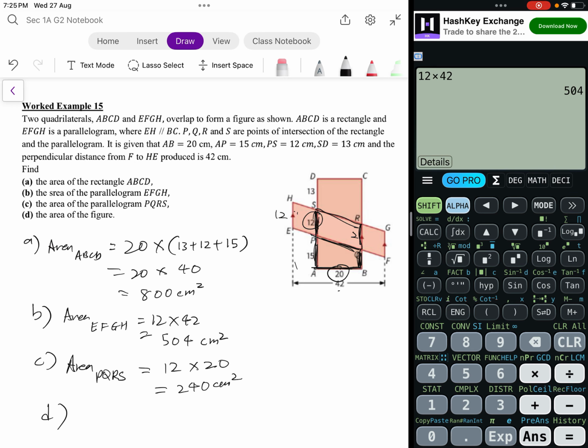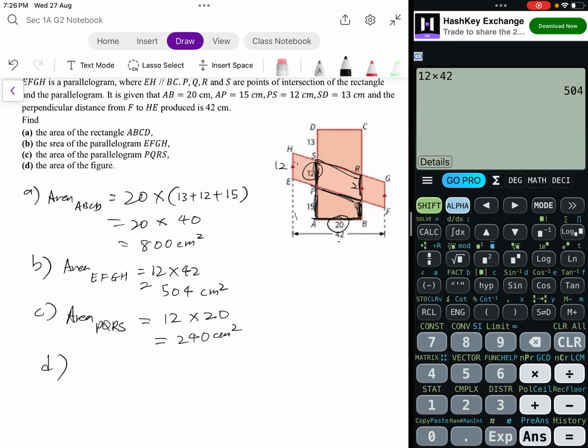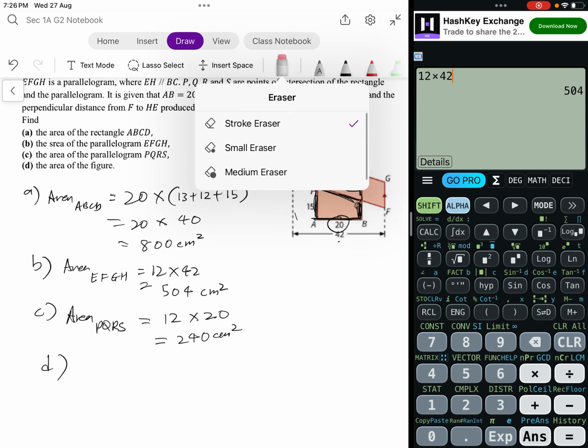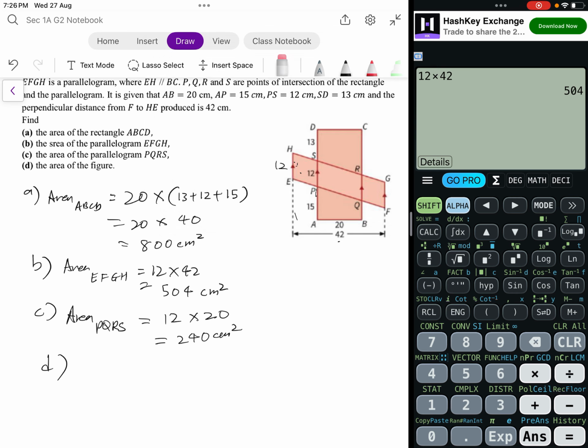Now the area of the figure. From here, what am I going to do? If I find the area of the parallelogram plus this rectangle, there is an overlap here. So I need to minus off this area. I'm going to find this rectangle area plus this parallelogram, then I'm going to minus away this parallelogram because there's an overlap. I just minus off one of these because there is an overlap.